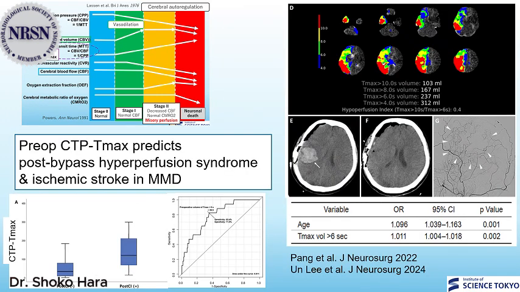CT perfusion is also useful for predicting post-operative complications. These two studies have shown that preoperative Tmax can predict hyperperfusion syndrome and ischemic stroke in patients with moyamoya disease undergoing direct bypass surgery.